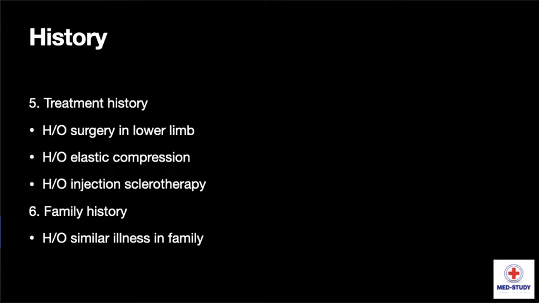Now coming to treatment history, we have to know whether any treatment was taken for history of surgery in lower limb, history of elastic compression, history of injection sclerotherapy, and the last is family history. We have to look for the similar illness in family.